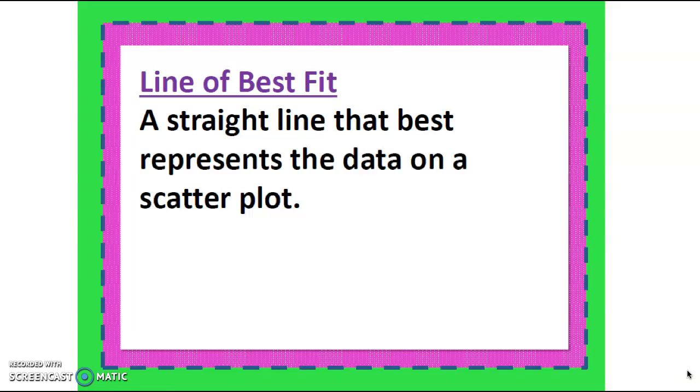A line of best fit is a straight line that represents the data on the scatter plot. So we have multiple different points plotted on the scatter plot, but our line of best fit is one single line that sort of shows us the direction the scatter plot is moving in. So go ahead and pause this for the next 30 seconds and let everybody make sure that they have written down the line of best fit at the top of their notes.